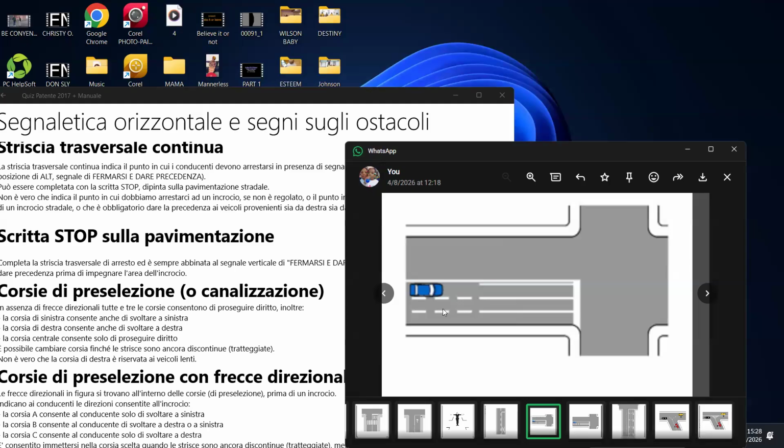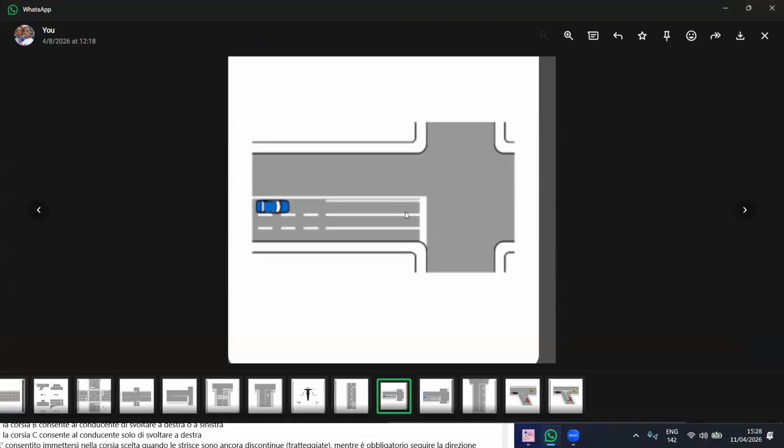Then lastly, they now said, non è vero che la corsia di destra è riservata a veicoli lenti. It is not true that this corsia is reserved for vehicles that cannot run very well or that are driving slow. That is not what it's telling us. It's telling us if you find yourself in this corsia, it's either you go straight or svuota a destra. If you find yourself in this corsia, it's either you go straight or svuota a sinistra. But if you find yourself in this center lane, you only have one direction to go, which is straight.